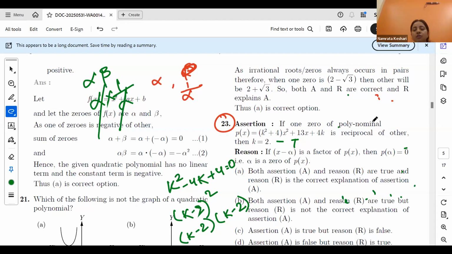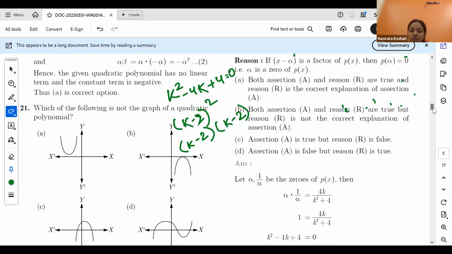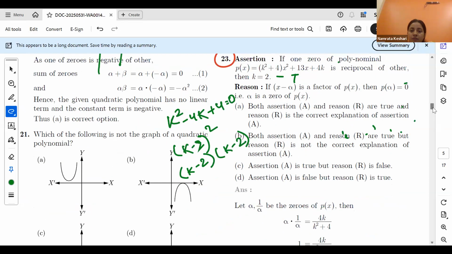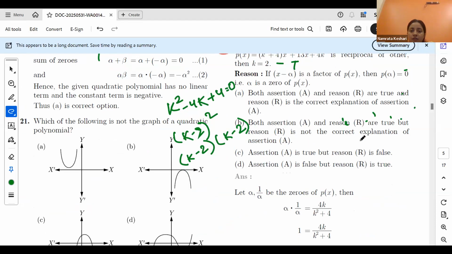Okay, if you read it, it will make sense to you. The statement is true, but the explanation is incorrect. Okay, it is not supporting our assertion. So accordingly, we will mark the answer. The second one: both assertion and reason are true, but the reason is not the correct explanation.